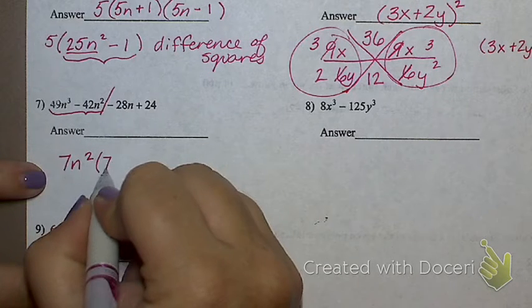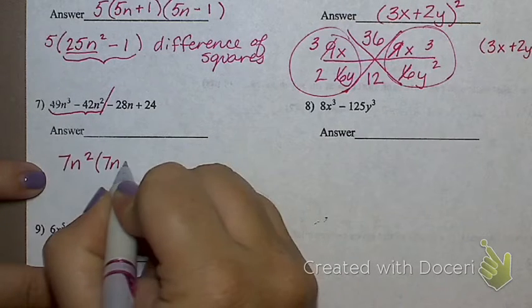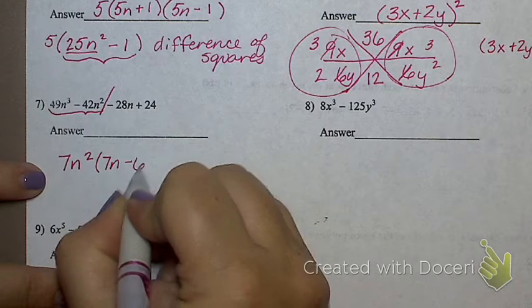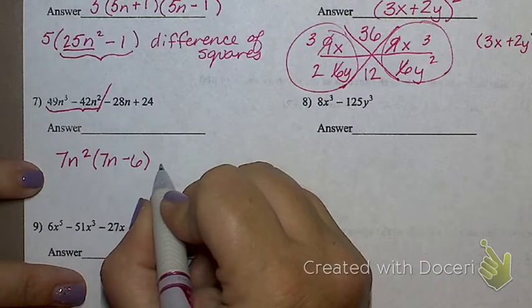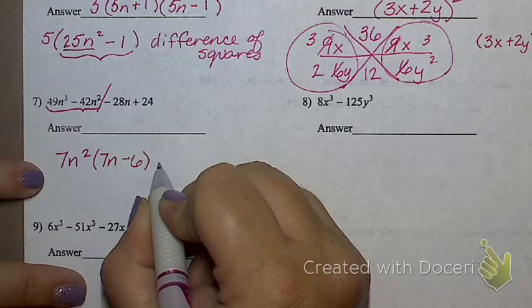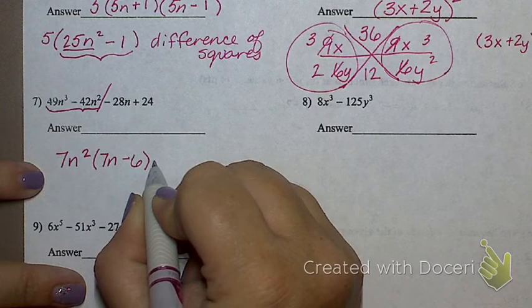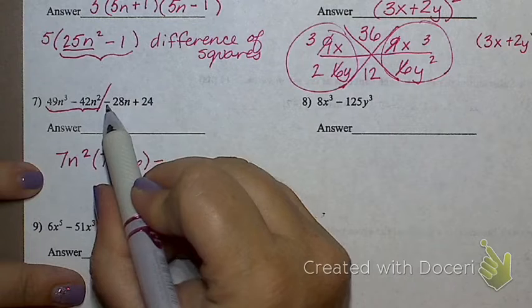And what would be left inside there? 7n minus 6. Yes? What sign comes next? I noticed some people didn't put a sign. They just started going with the next number. You have to put a sign. Minus sign. Why minus? Because the next sign is a minus.